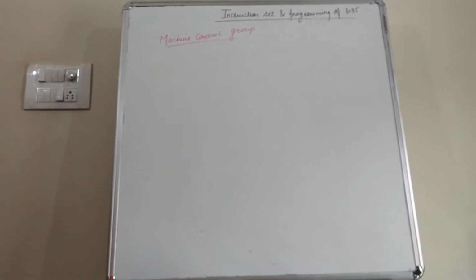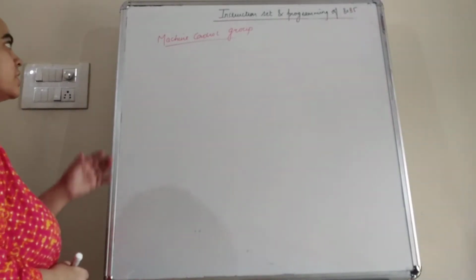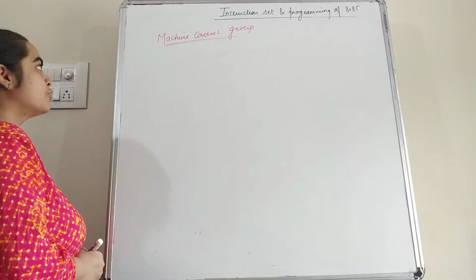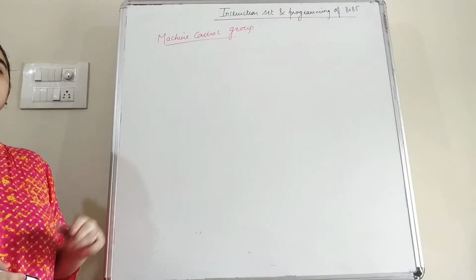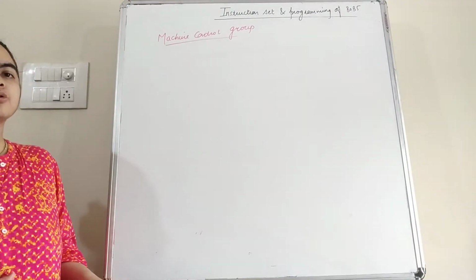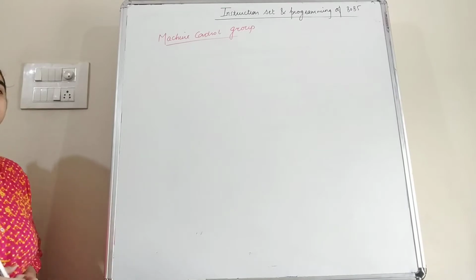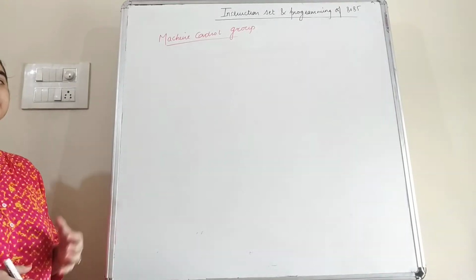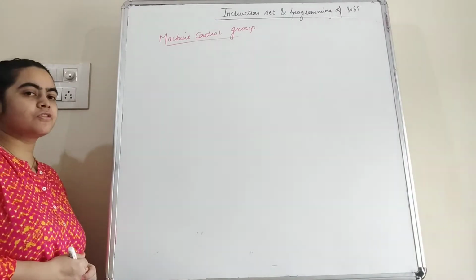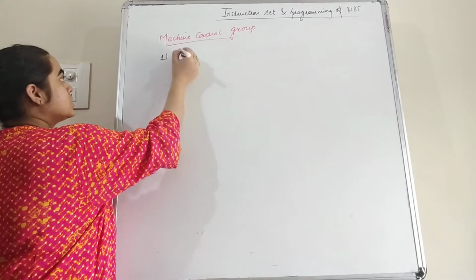Machine control group. So the next instruction set is the machine control group. Under this group we have four categories. The first category is stack operations. Second is the interrupt control operations. Third is the input output operations, and the last one is the general purpose operations. So firstly we will discuss the stack operations.